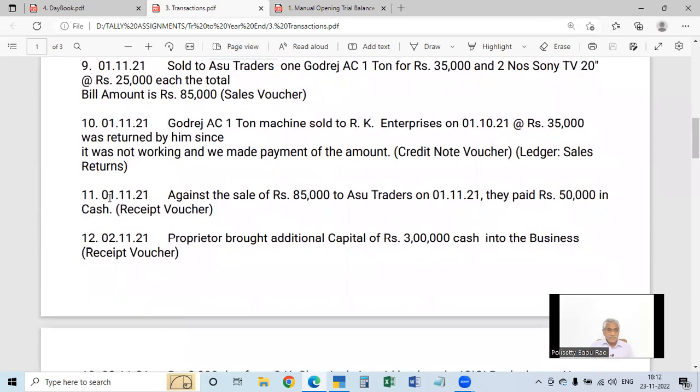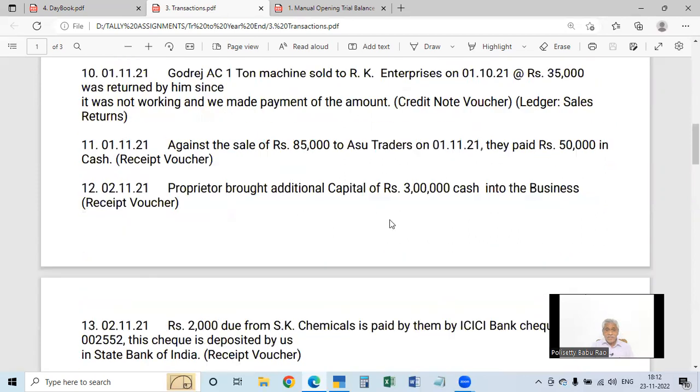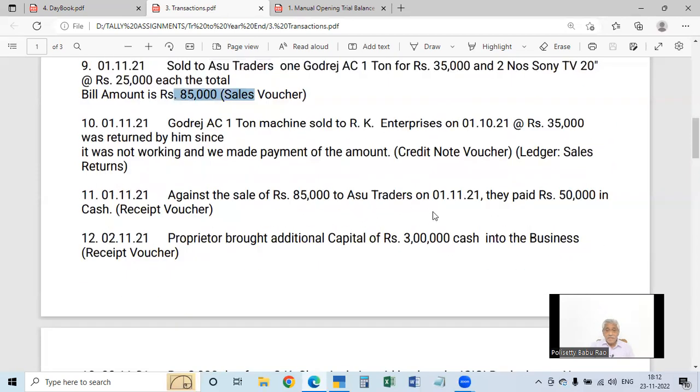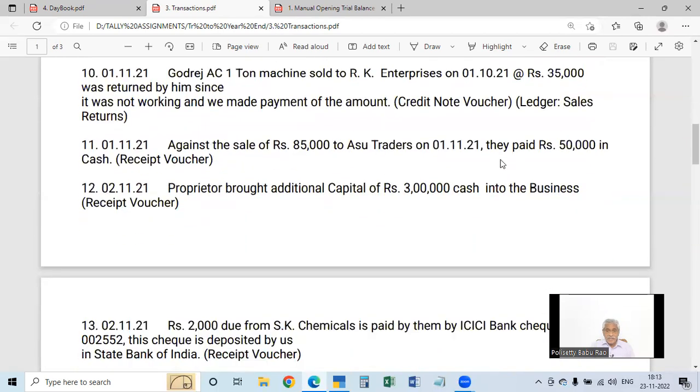Now next, again on 111, against the sale of 85,000 to Ashu Traders. See, sold to Ashu Traders for 85,000 totally in one invoice only. Against that, on 111, they paid 50,000 rupees in cash.